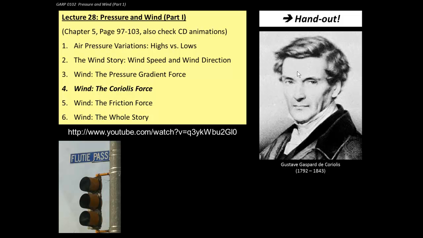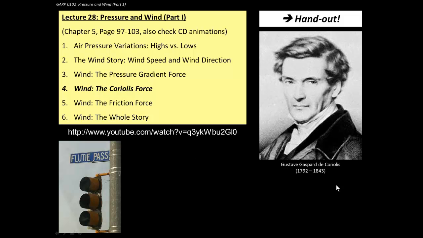Unfortunately, and that's highly unfortunate, that's not the end of the story. We have to also account for the Coriolis Force. And that's what the handout is for. I have a dedicated handout that explains the Coriolis Force to you. You can also watch this YouTube video.